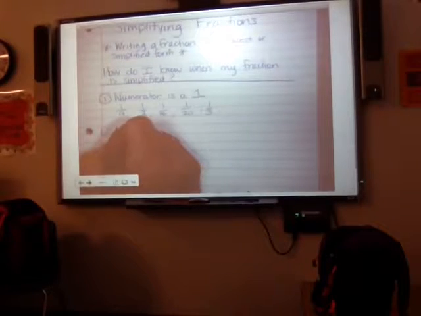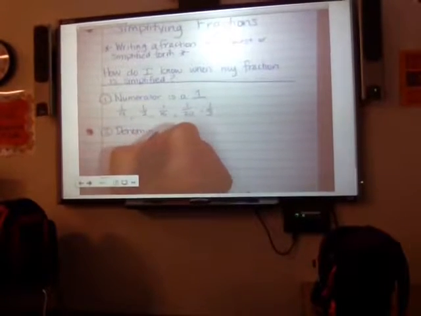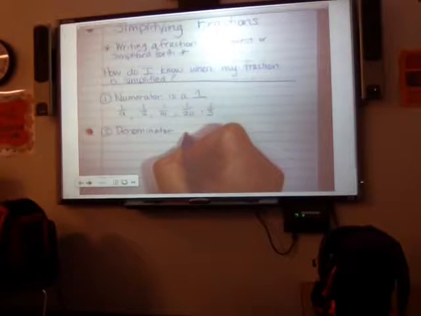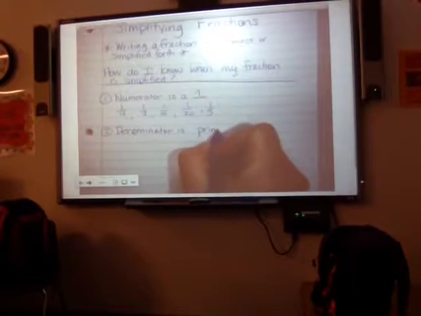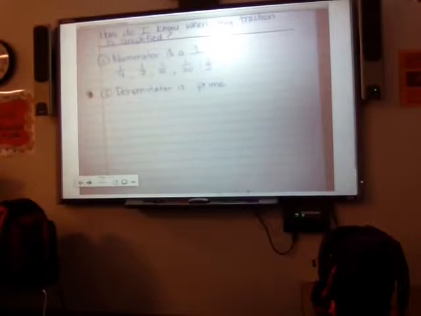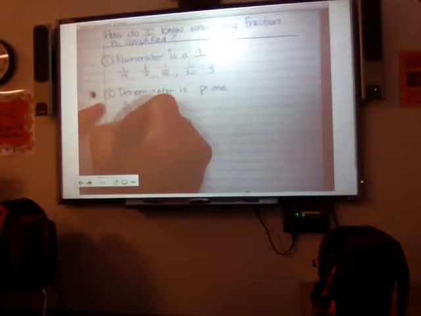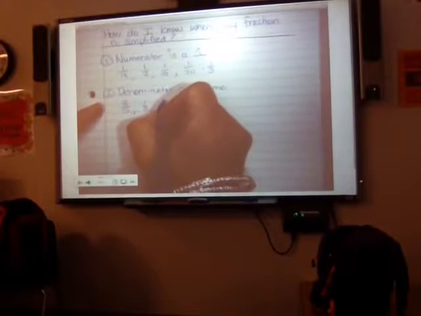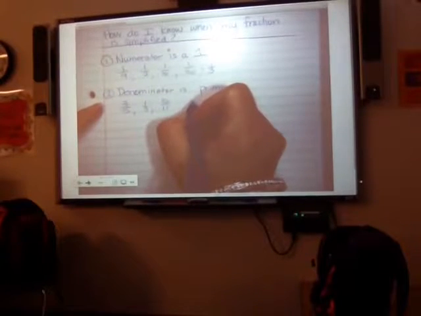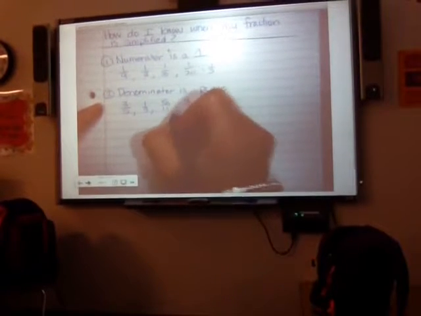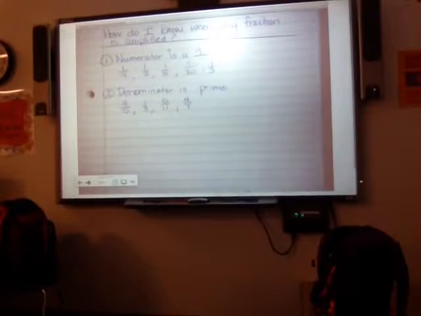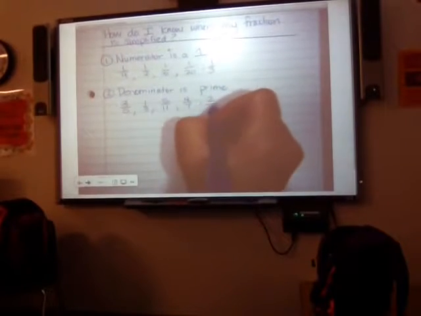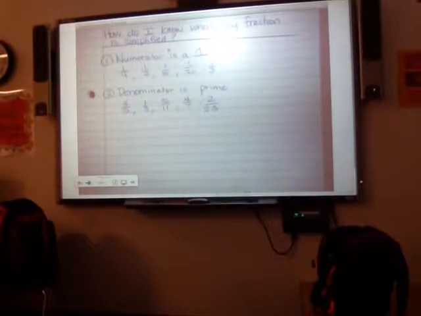The second one is your denominator. What is your denominator? The bottom number in a fraction is prime. Uh-oh, that prime word again. Okay? So my denominator is a prime. So 3/5, 1/3, 5/11, 4/7. All of these denominators are, in fact, prime. 2/23. All of those denominators are primes. Yes.